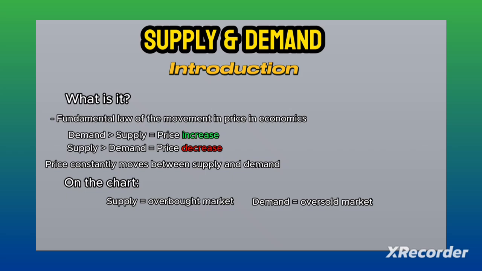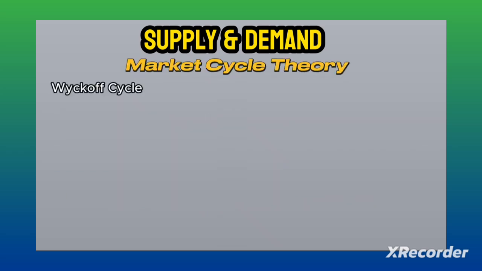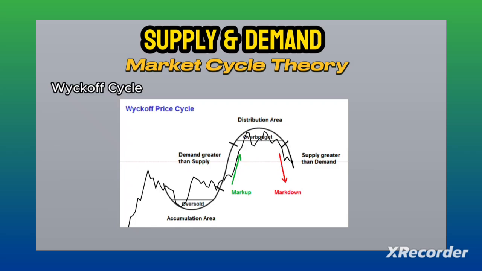Knowing price moves in cycles, there are a few theories on market cycles like the Wyckoff price cycle. So the market state is in an accumulation during the oversold zone. Accumulation meaning market participants, so traders, are loading up orders. Accumulation is often used when price consolidates before a push to the upside.